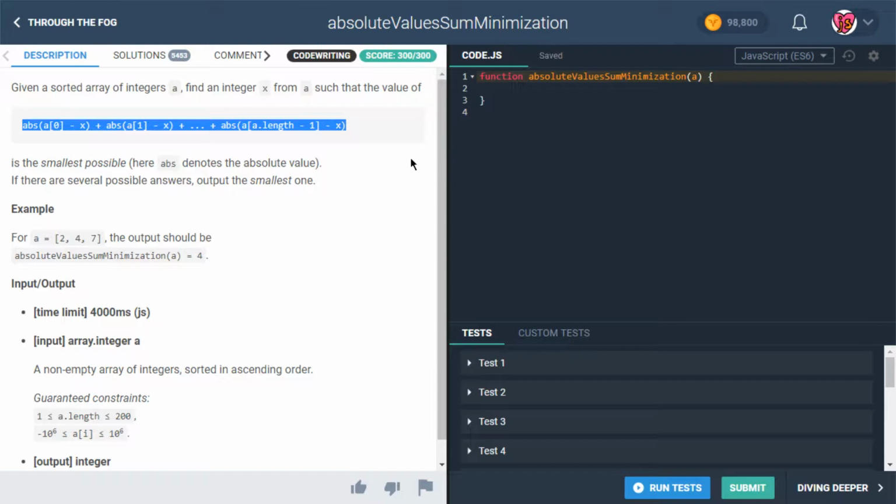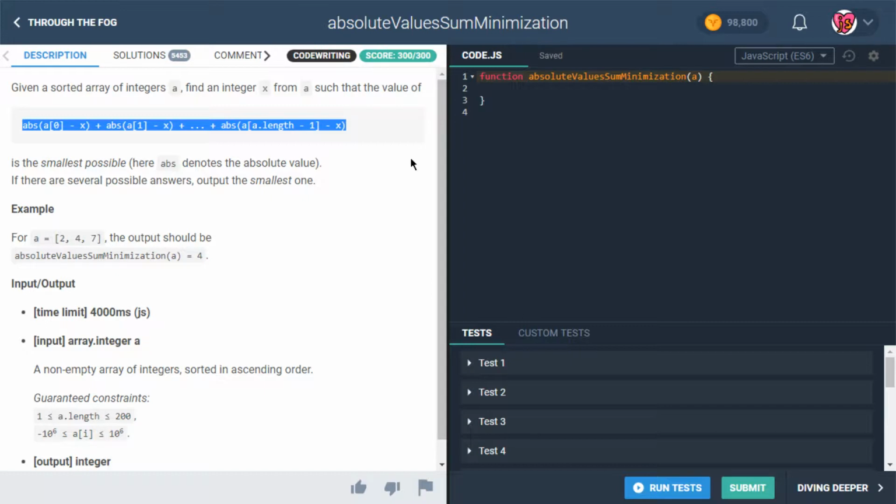So again, absolute value, if you're unfamiliar, it basically just means how far a number is from zero, how many units away it is from zero. So if the number is -5, the absolute value is 5. If the number is 7, the absolute value is 7. So the absolute value could be the number itself. Basically it's just the positive version of the number.